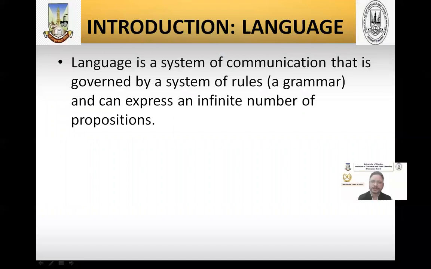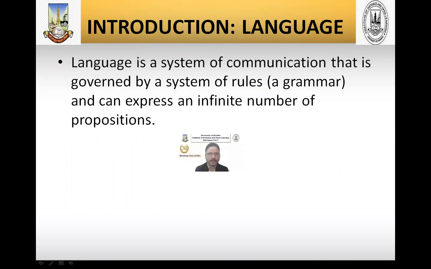In the first section of this chapter we have seen thinking. Now we are going to discuss language. What is language? Language is a system of communication that is governed by a system of rules, and that rule we call grammar, and it can express an infinite number of propositions. So we use different rules of grammar for language.